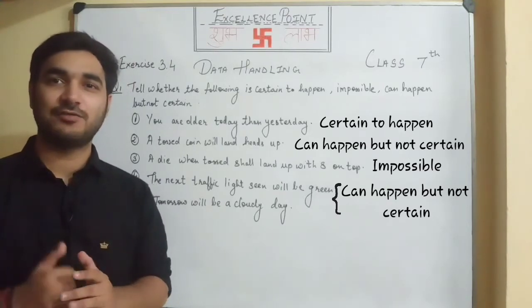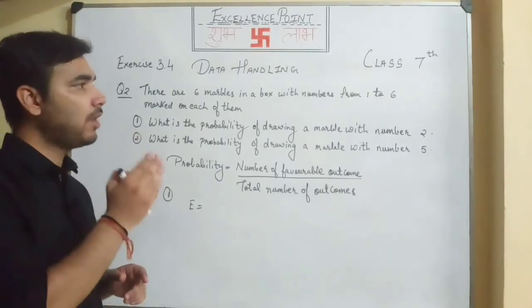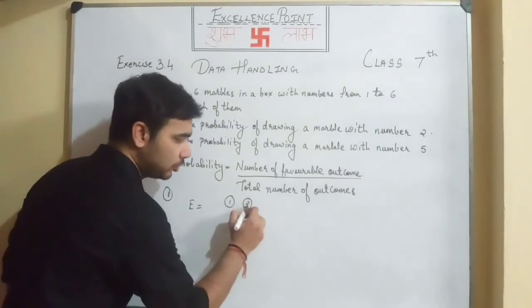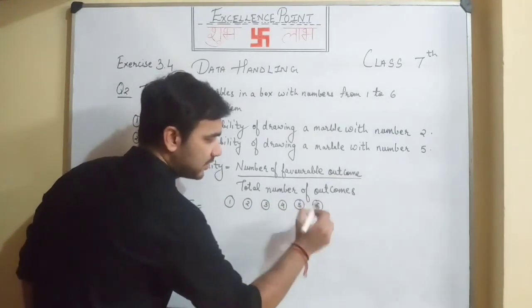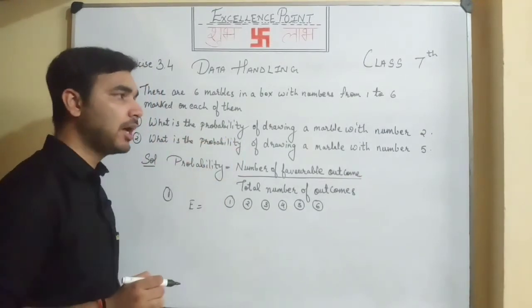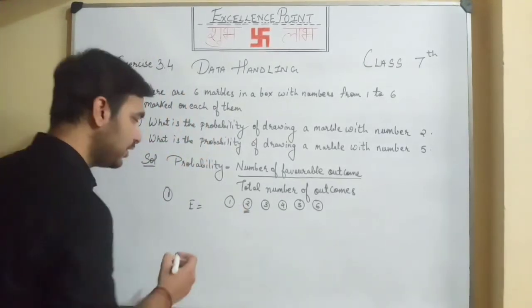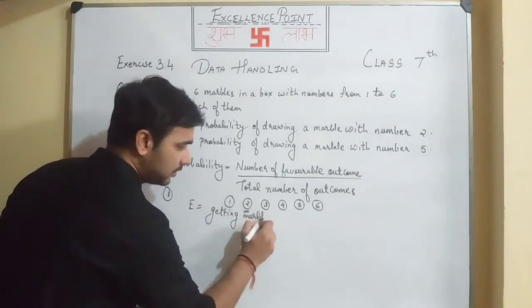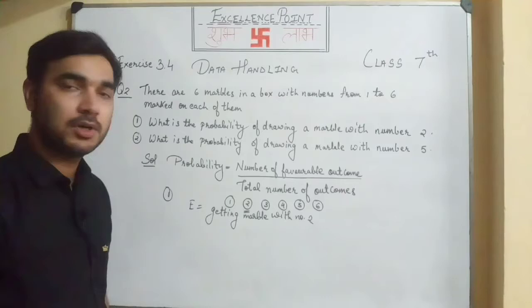Now we will start with the second one. Students, in question number 2, we have seen that 6 marbles are there which are marked from 1 to 6. So let us consider that we have drawn marbles 1, 2, 3, 4, 5 and 6. Now what is the event? We have to find the probability of drawing a marble with number 2. It means we only want number 2 over there. So the event here is getting a marble with number 2.